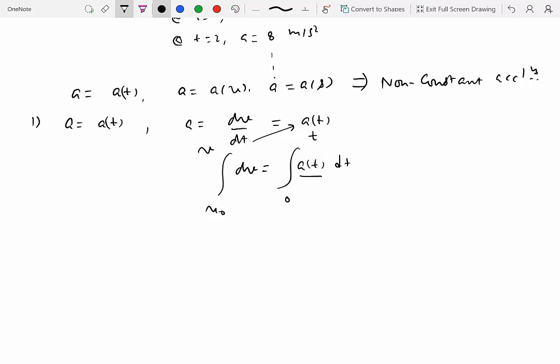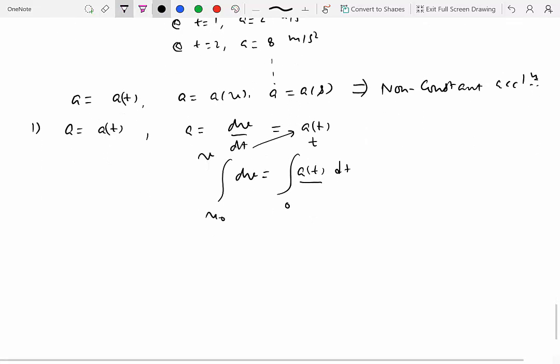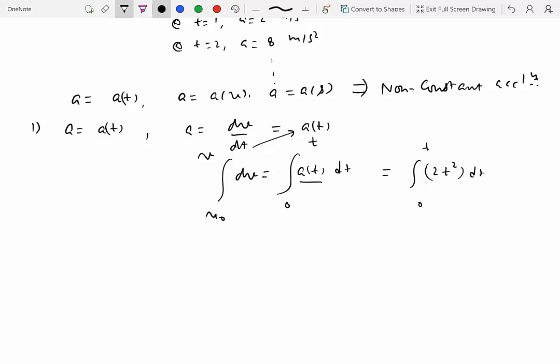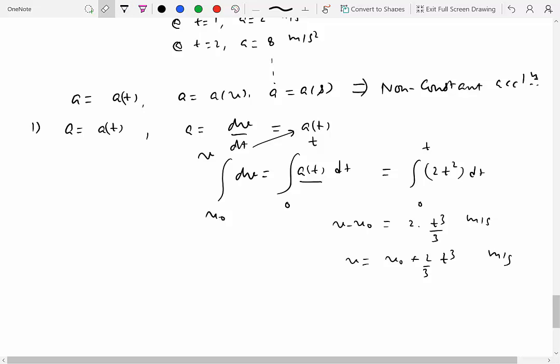So if we were to solve the previous problem where acceleration was given as 2t squared, we can solve this. We'll write the integral of 2t squared dt from 0 to t. So what is this? 2 times t cubed over 3, and on the left hand side I have v minus v0. So v is equal to v0 plus 2 over 3 t cubed meters per second. I made a mistake over here. This is actually not meters per second squared. It's meters per second, because we're looking at the velocity. So if I know my initial velocity and the time at which I'm trying to compute my velocity, I can substitute for all those things and actually get my velocity.